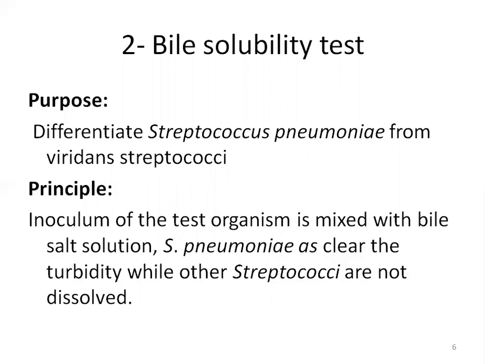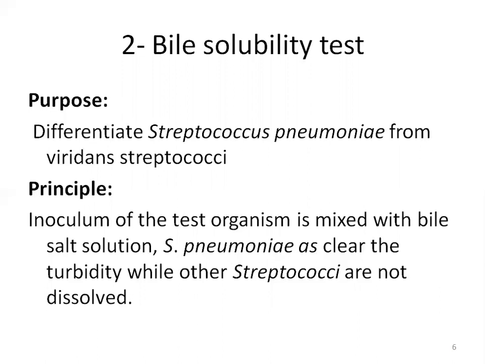Viridans streptococci are a large group of commensal streptococcal gram-positive bacteria. That is, they form a relationship with other organisms and they are gram-positive bacteria. They are alpha hemolytic and they produce a green coloration on the blood agar plates. Hence the name viridans, from the Latin meaning green.